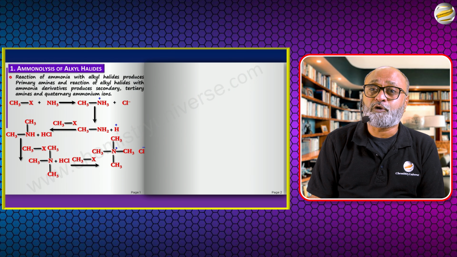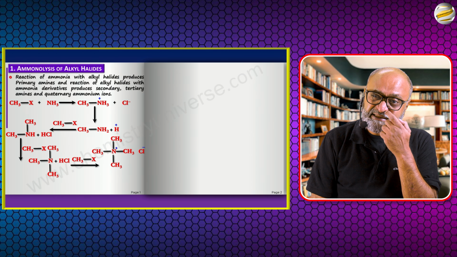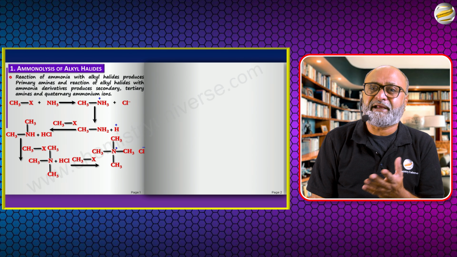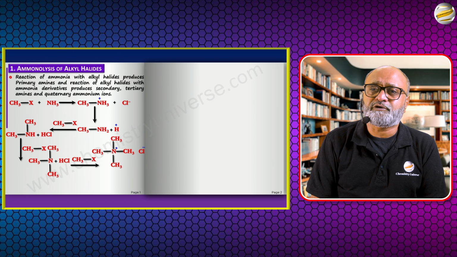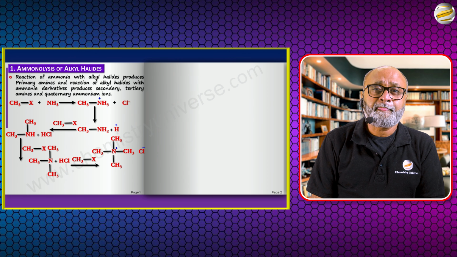Conversely, if you want the quaternary ammonium salt as the major product, you take excess of CH3X, which means there will be a lot of CH3X left unreacted in the system, which is what you need to go up to the quaternary ammonium salt. Now here you would wonder, okay, suppose I want to get secondary or tertiary as major.